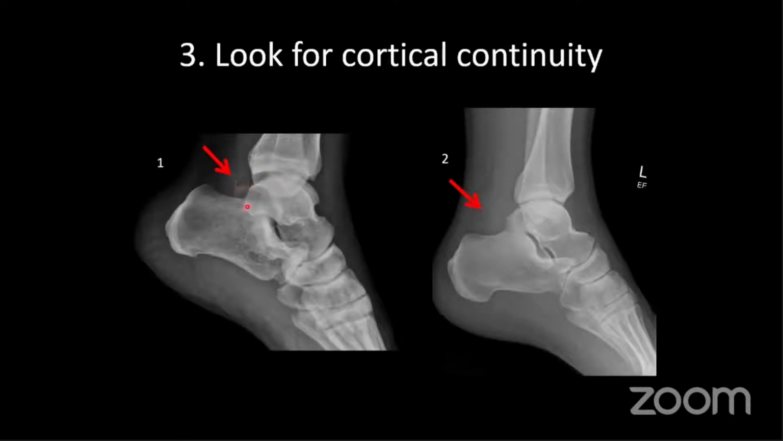As an example, if I point out this abnormality here, there's a sort of rounded lesion here behind the talus, and there's another rounded lesion here which is also behind the talus. So guys, this is number one, this is number two. Which one do you think is a fracture and which one is normal? If you want to type your answers into the box.